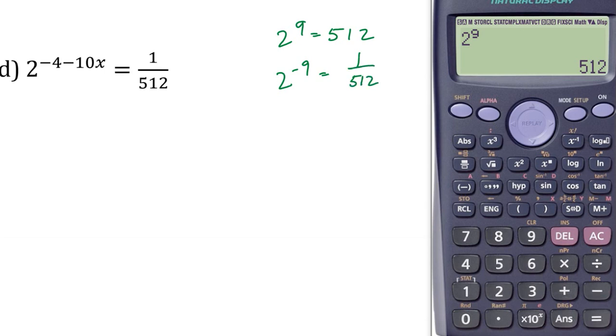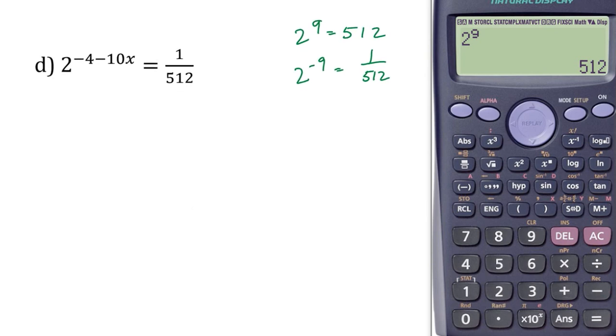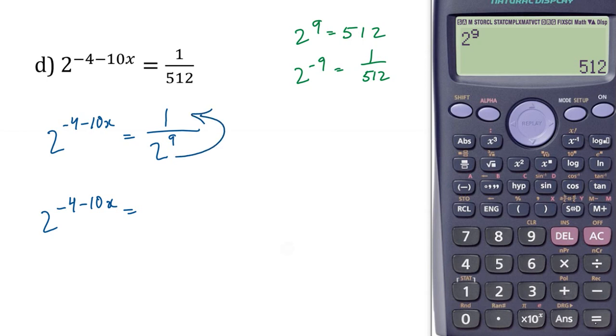So there's a couple ways that you could do this. The order doesn't necessarily matter. This is 2 to the negative 4 minus 10x equals 1 over 2 to the 9. So rewrite the 512 as a power of 2 because I'm matching the base. And then realize that I need this to go up to the top. So it's going to be 2 to the negative 9. I can't leave it like this. I've got to add in that negative. Or if you're really comfortable and you think you can go straight to that because you know it's just going to be a negative, that's okay too.